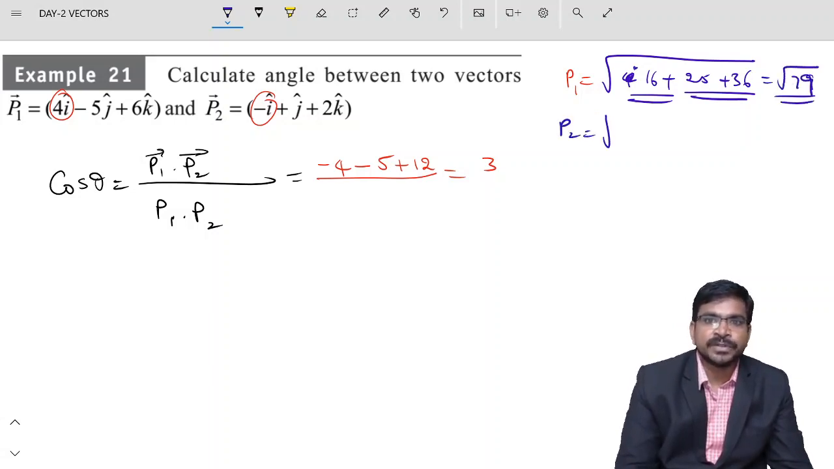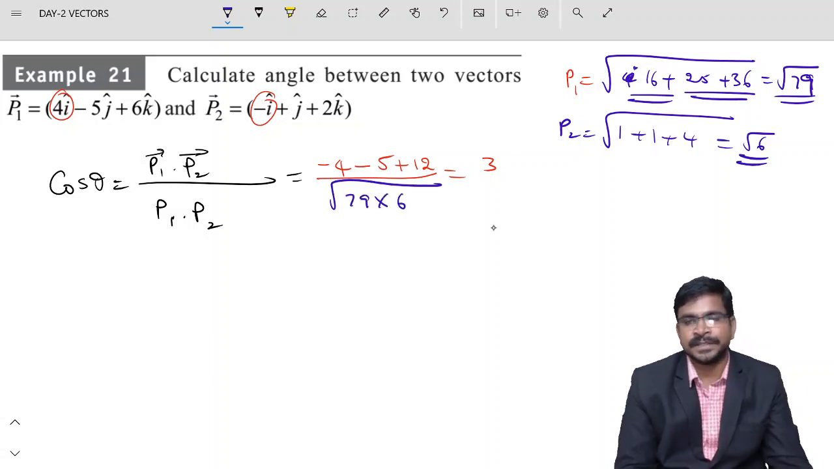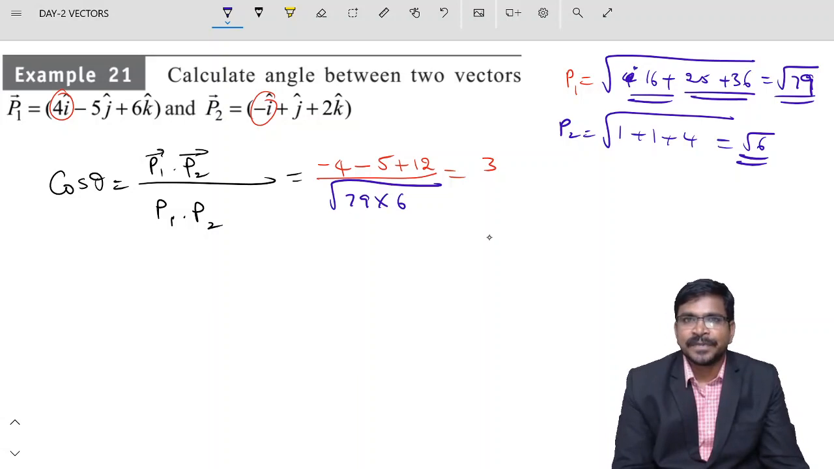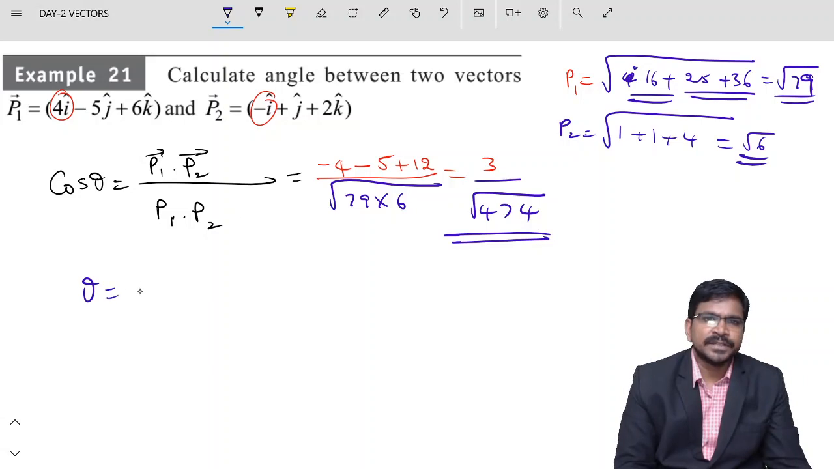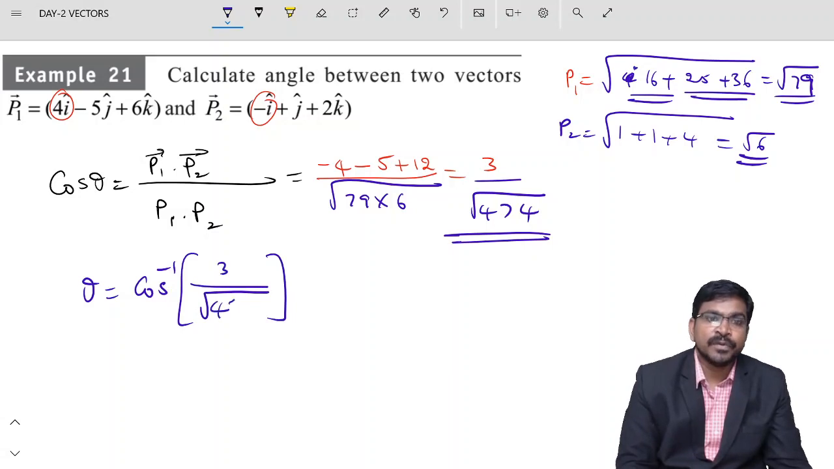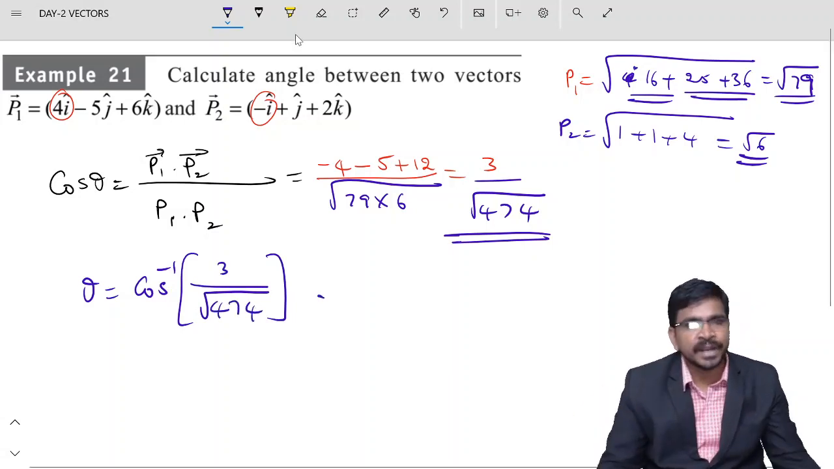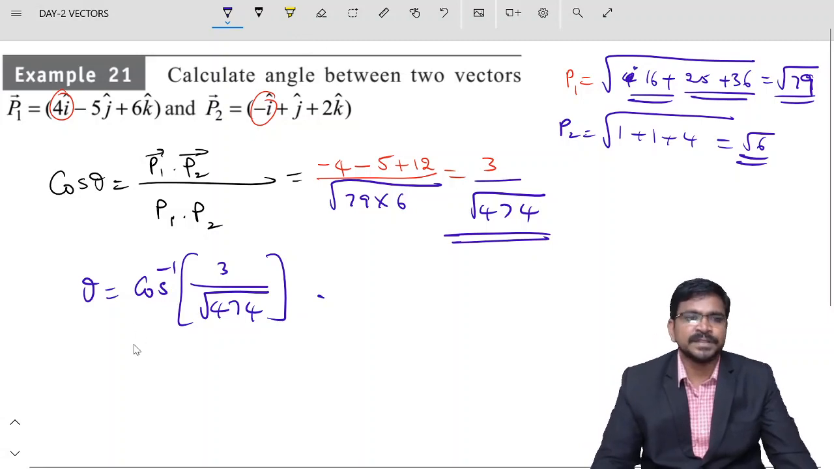Similarly, P2 magnitude, square root of 1 plus 1 plus 4, that is square root of 6. So you are going to get 79 into 6, right? You will be getting 476, almost, 474, square root of. And theta is the cos inverse of 3 by square root of 474. This is the way to find an angle between two vectors.